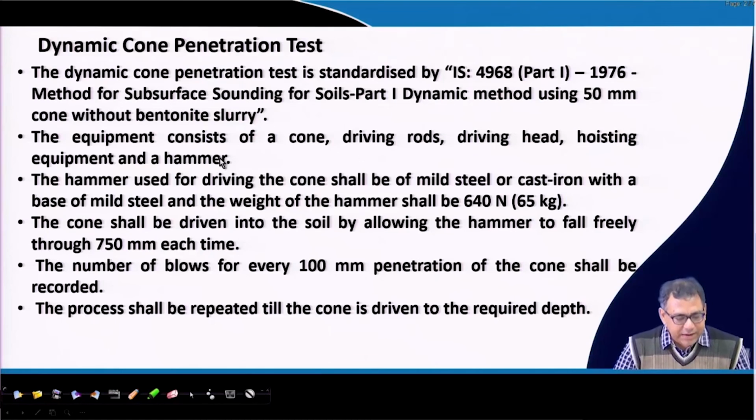Now, the next one is the dynamic cone penetration test. In the static cone penetration test the cone is pushed into the soil, but here it is inserted into the soil by hammer blow, which is similar to the SPT. Here the hammer weight is 65 kg with a free fall of 750 millimeter, and the number of blows required for every 100 millimeter penetration is recorded. And this process is repeated up to the required depth.